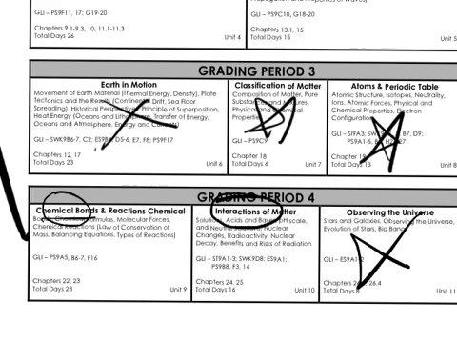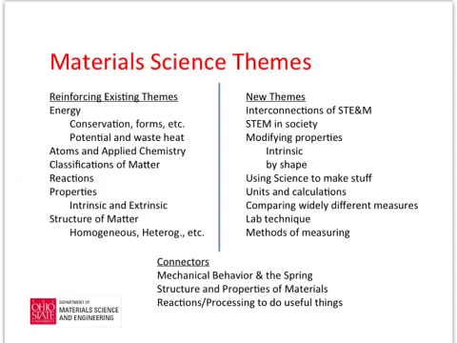Observation of the universe, we're not going to hit, but there's lots of ways in material science we can develop some themes, run them right through the 9th grade, and I really think give your students some things that they can feel comfortable with and latch on to, let's hope. So here are the themes. Here are the existing themes that are in there. Energy is a big one. Conservation, forms, potential, waste heat.